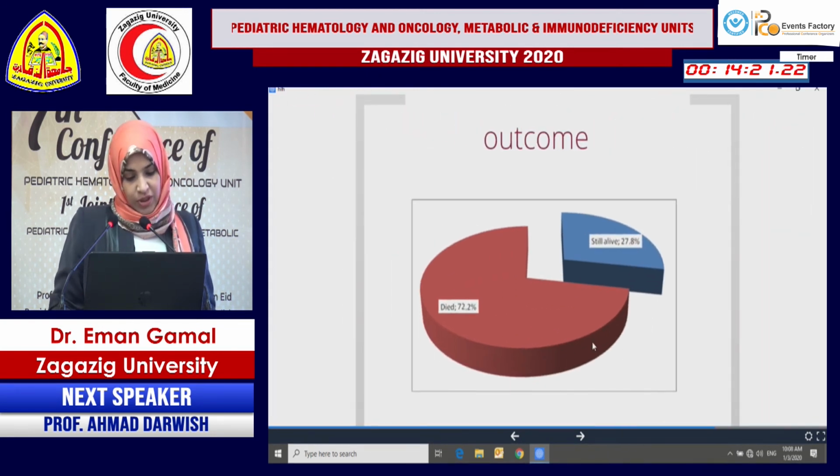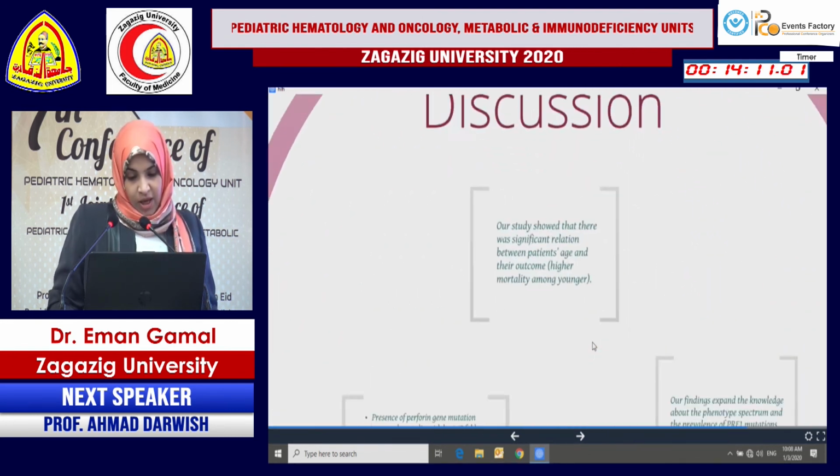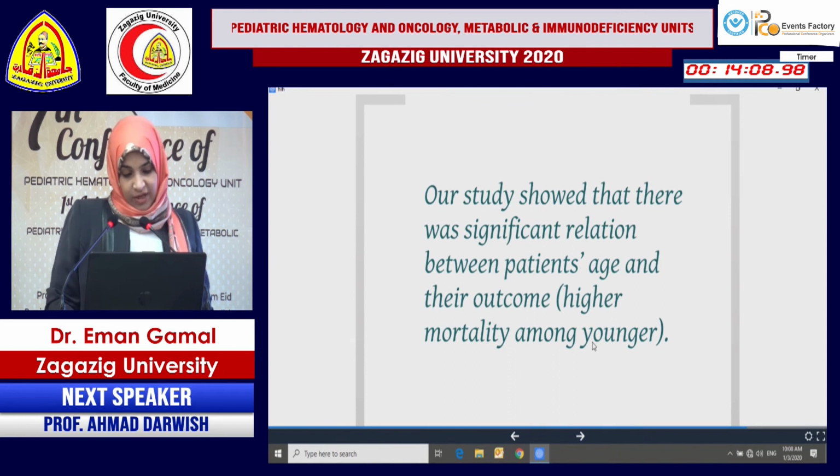The overall outcome was that about 70% of our patients died, and about 27% are still alive at the last follow-up. Our study showed a significant relation between patient age and outcome. Higher mortality occurred among younger patients, and that's related to primary HLH as a cause.